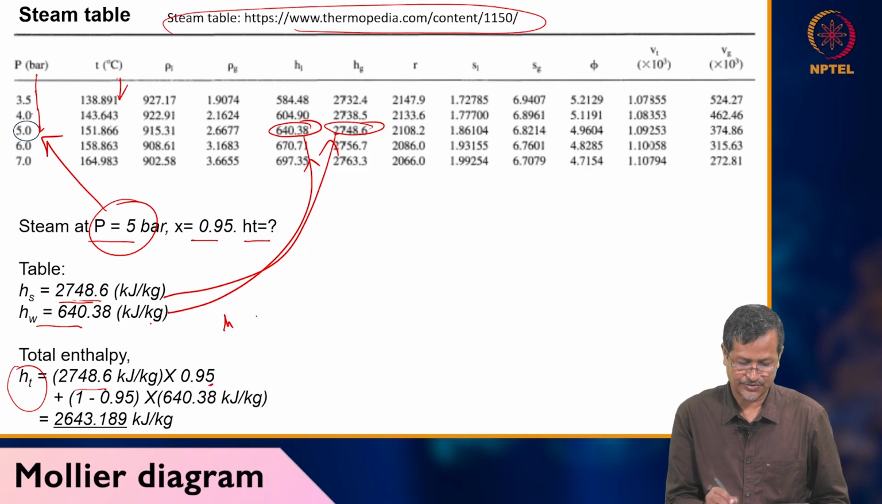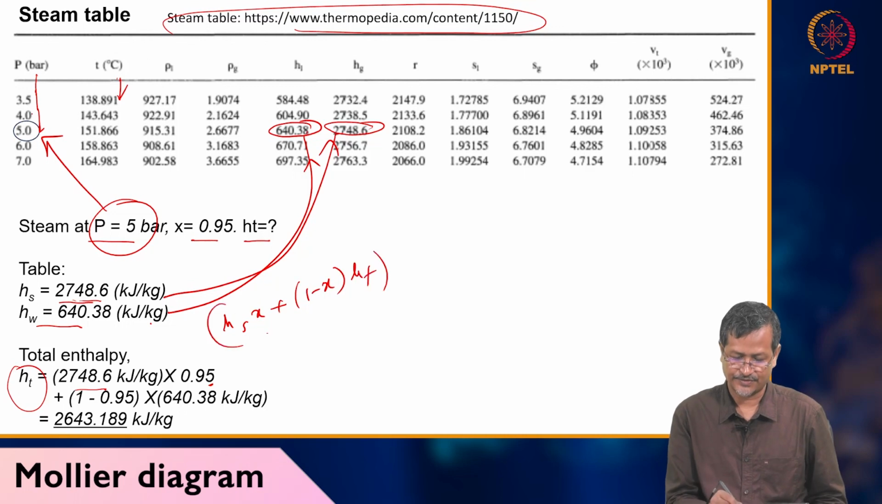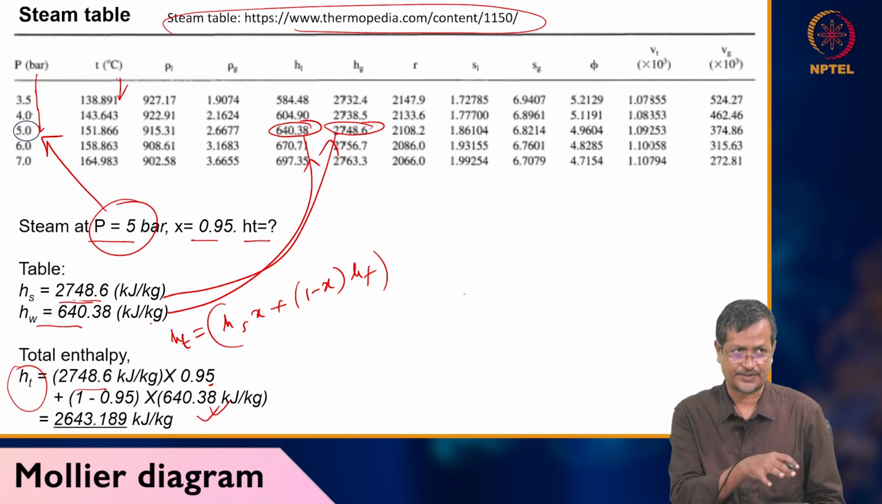So from there you can use the formula for total enthalpy, 2748 into 0.95, the previous page formula you can remember. HT equals HG X plus 1 minus X HF. This formula will be used for HT. So from there you are getting 2743. Directly from here you can get it, or you can use the Mollier chart.